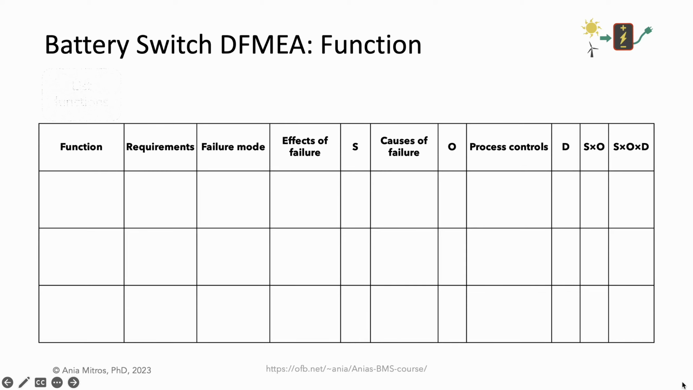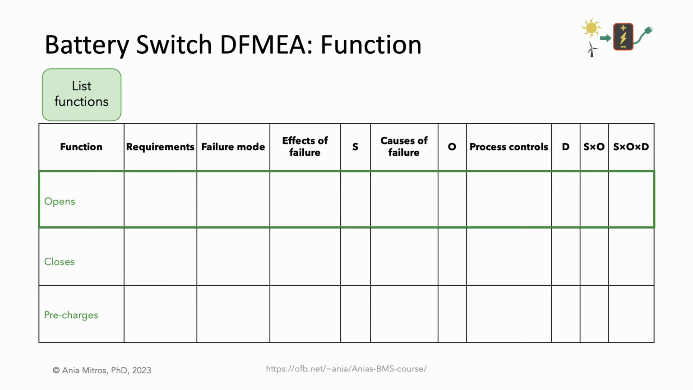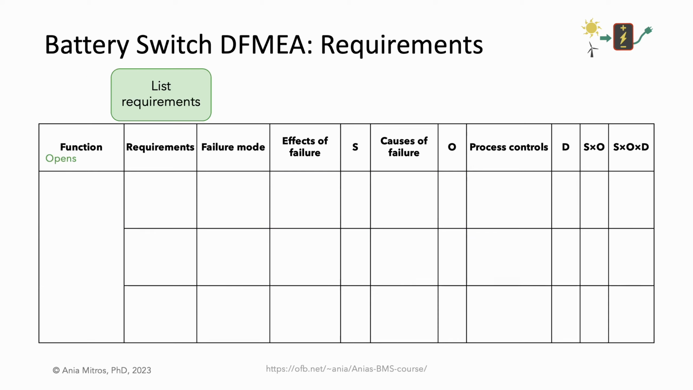In the first column, we list the functions that our product or component must perform. For a battery switch, that might be that the switch opens and closes and precharges. And if you don't know what that means, go back to the BMS functions lecture. A complete DFMEA will fill out all the columns for all the rows. For this example, let's zoom in on the first function, opening.